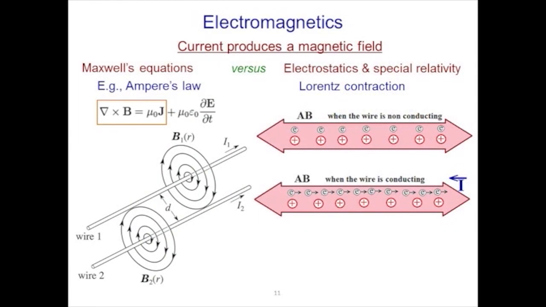Electromagnetics. So we know that current produces a magnetic field. Maxwell observed electromagnetic interactions for a long time and very carefully codified them into a long series of equations, which were eventually reduced to Maxwell's 4 equations.